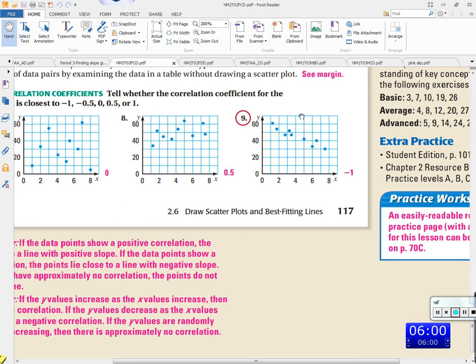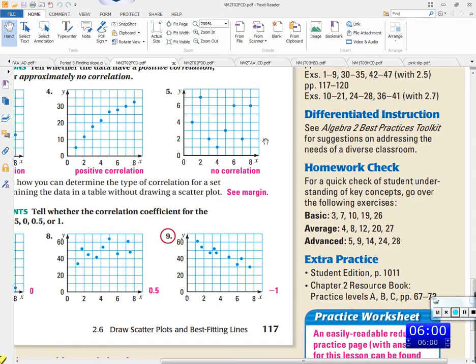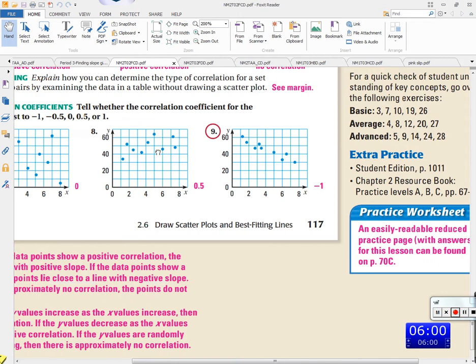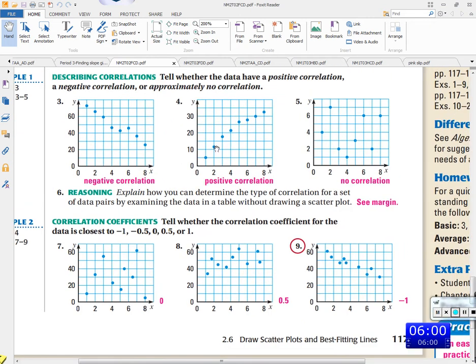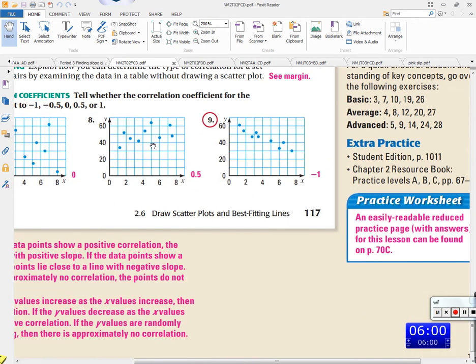Let's see. Number 9, does it look like there's a lot of correlation? Yeah, they are very correlated. There is a negative correlation. Okay. Number 8, does it look like they're correlated? Kind of. A little. I mean, compare it to 5. Yes, it's kind of clustered together. It does follow a little bit of a trend. It's just not as close as, say, 9 or 3 or 4. Not as tightly packed. It doesn't follow as neat a line. But if we did draw a line through there, that stuff seems to be near that line.